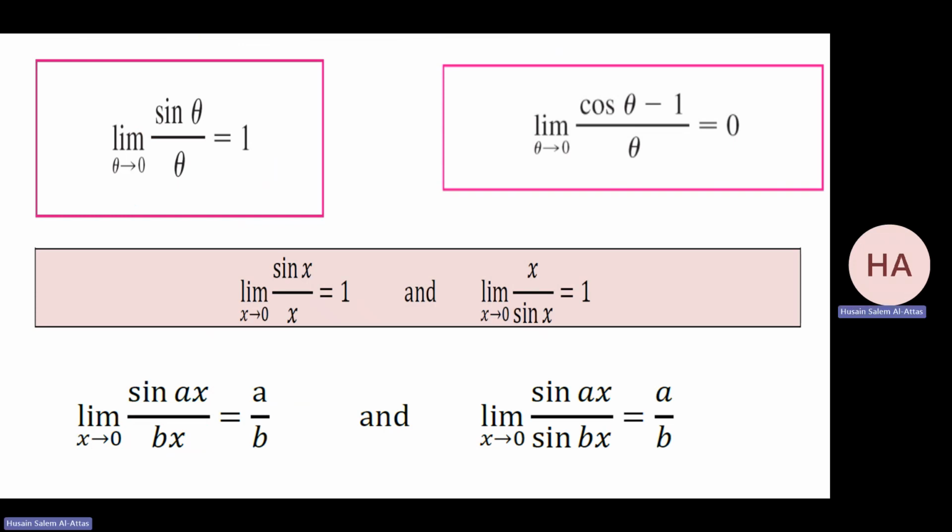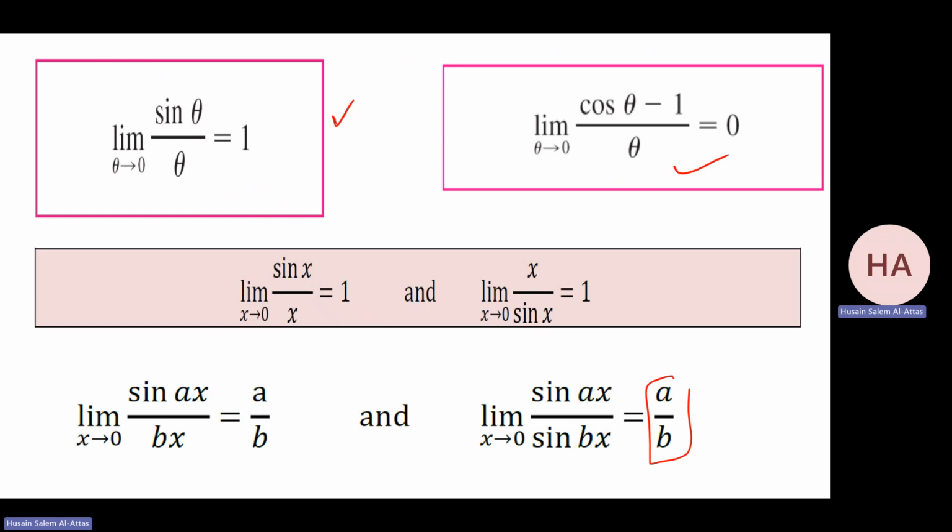Now we have the special limits. These are the 2 special limits, and these are things coming from them. X over sine x, it will be the same. Sine ax over bx, it will be a over b. Sine ax over x, the limit will be a.